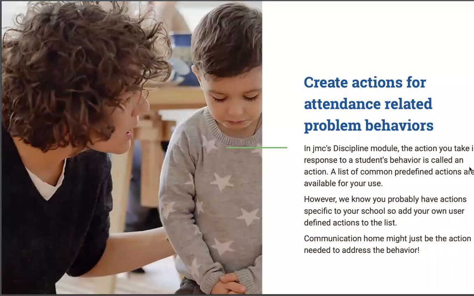So in JMC's discipline module, the action you take in response to a student's behavior is called an action. A list of common predefined actions are available for your use, just like those predefined behaviors. But we know you probably have actions that are specific to your school, so we have plenty of space to add your own user-defined actions to the list. And that communication home might just be the action needed to address the behavior.